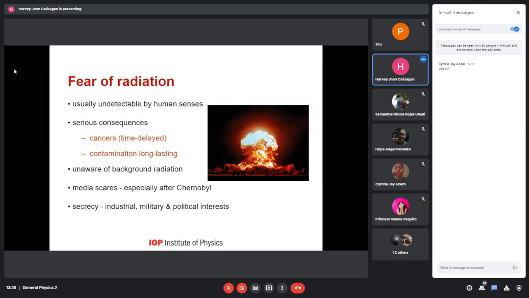Now, basically, we have what we call fear of radiation. What are the things that we fear when we talk about radiation? Most radiation is usually undetectable by human senses. You can only sense the radiation once you get sick, right? If you are already confined with a sickness caused by radiation. Another serious consequence is the formation of cancer or the activation of cancer cells.